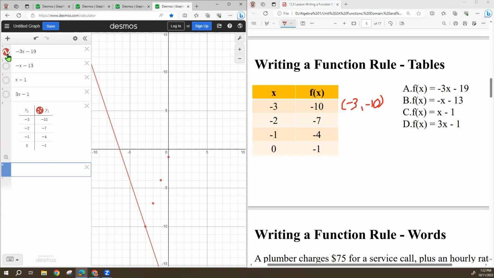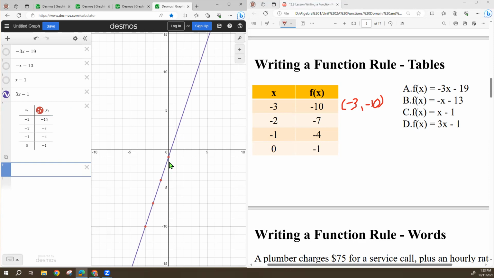And I just like to look at them all. The first one is a no. Second one's also a no. Even though it goes through one of the points, it's got to go through all of them. Third one's also a no. Let's make sure the fourth one works. It sure does. That purple line goes through all of these points.